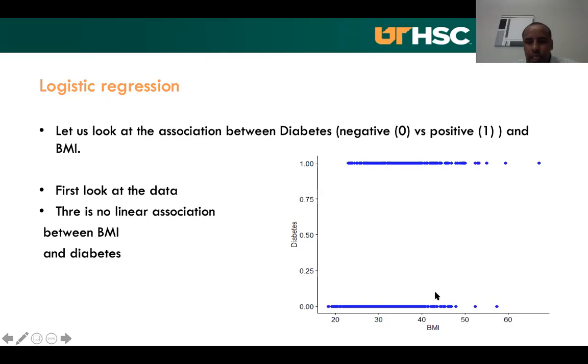As you see, we have only 2 levels for the diabetes, either 0 or 1. But for BMI, we have a range of values. Since diabetes is a binary outcome, we can use logistic regression for the analysis. So first look at the data. If, for example, diabetes is actually a continuous variable or an ordinal scale variable, logistic regression might not be the appropriate analysis method.